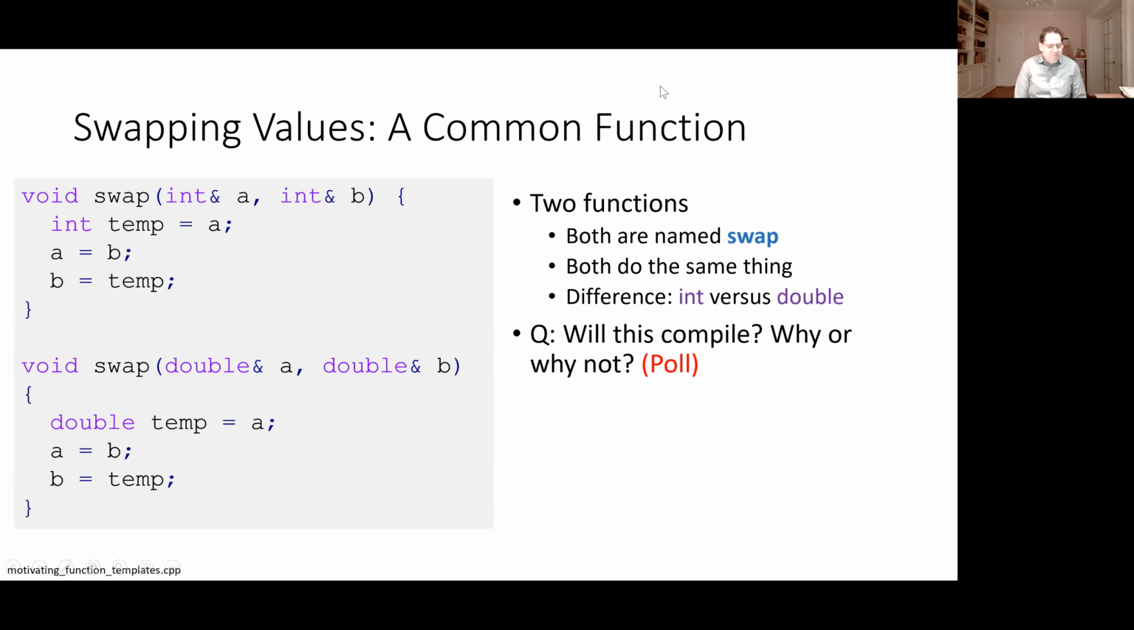Okay, so let's talk about function templates first. So here's a simple function. It's going to swap two values. So we pass in two integers, a and b, and we're going to swap their value. The classic way to do that is to declare a temporary variable, set it equal to a, then set a equal to b, and finally set b equal to the temporary variable.